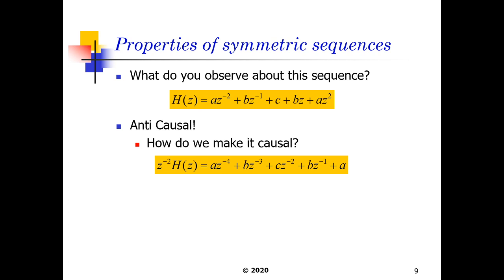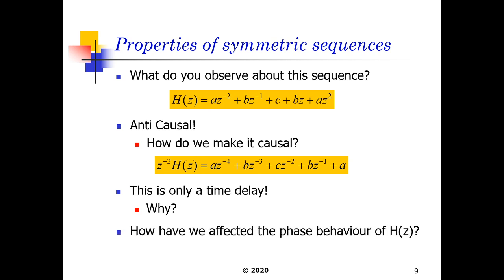This delay factor that we applied here to make the signal from anti-causal to causal is basically just a time delay. And if you can recall from all the previous lectures when we were doing the Z transform in particular, this time delay is basically the amount of samples we delay by accordingly. So the question we're going to ask is, how did we affect the phase behavior of h of z?